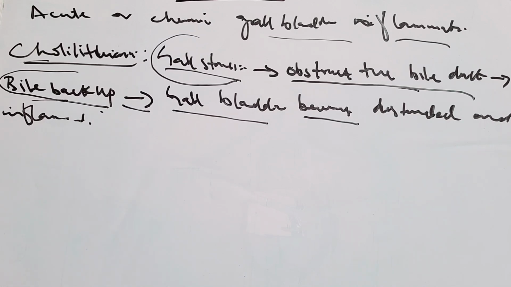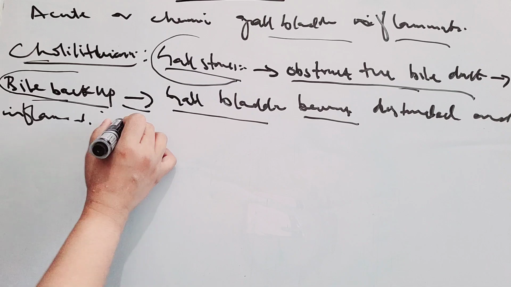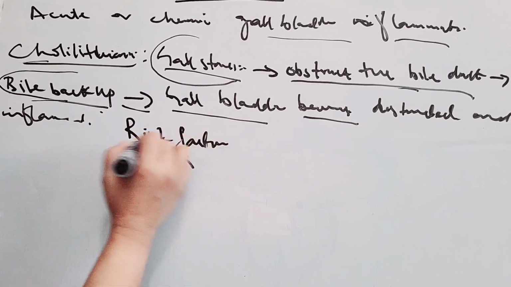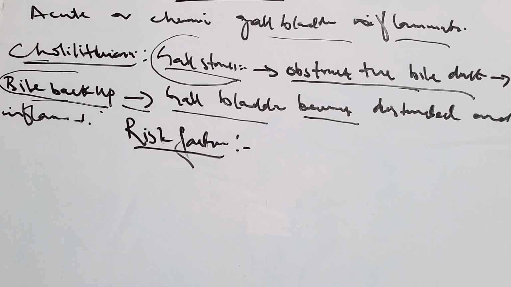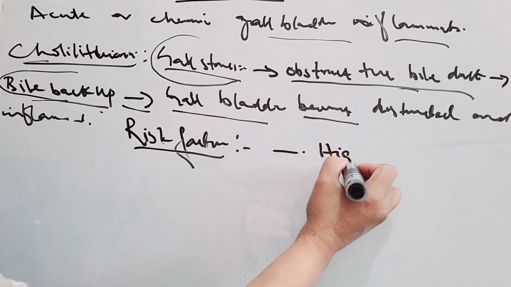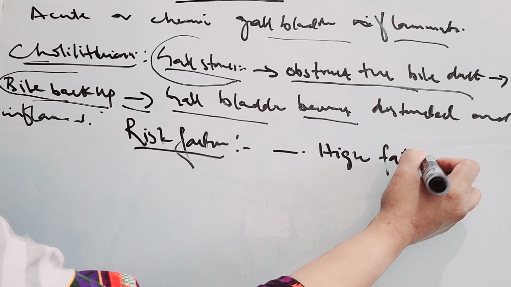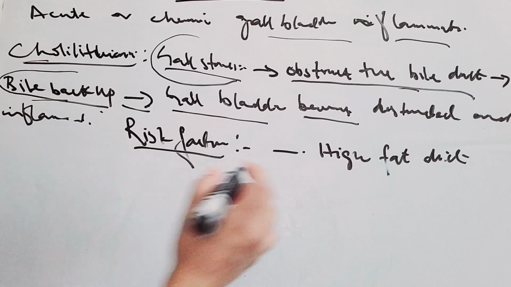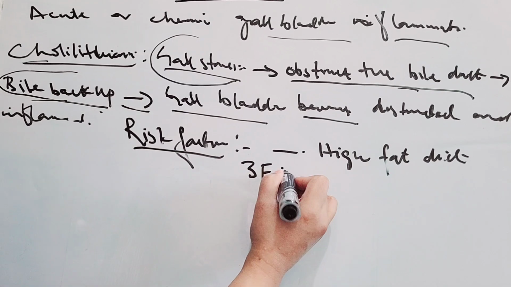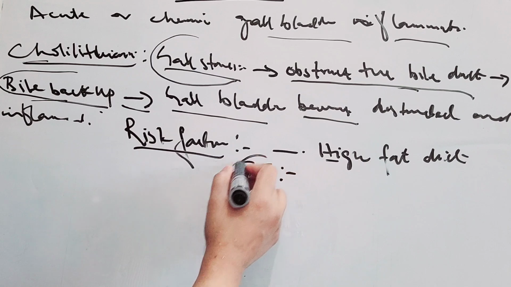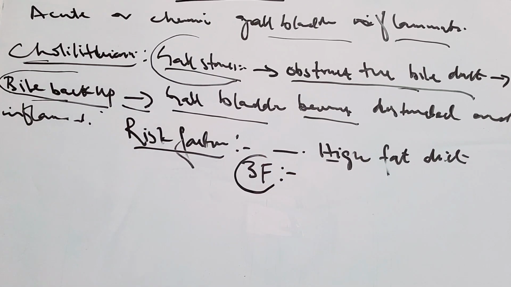Now we will talk about the risk factors. What risk factors? The risk factor is a high fat diet. If the patient is taking a high fat diet, keep in your mind the 3F. It's easy to understand. Number 1 is high fat diet. Now you will keep in your mind 3F.